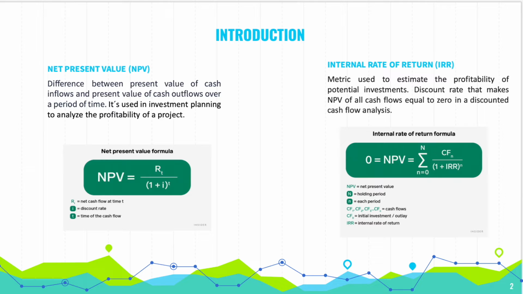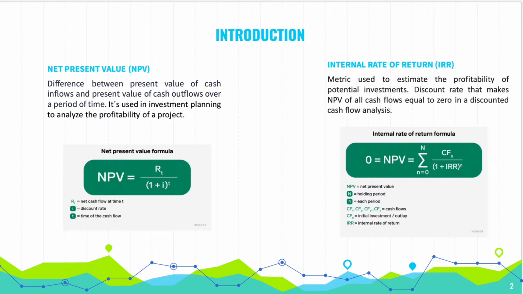The internal rate of return, IRR, is a metric used to estimate the profitability of a potential investment. IRR is a discount rate that makes the net present value, or NPV of course, of all cash flows equal to zero in a discounted cash flow analysis.